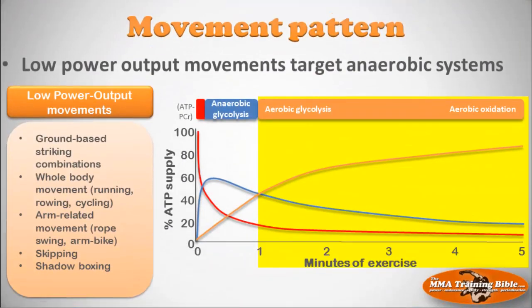And then finally, when you're choosing low power output movements, we're talking about ground-based striking combinations, whole body movements like running or rowing or cycling, arm-related movements like rope swings, arm bikes, skipping, shadowboxing. Those are primarily going to be reserved for targeting the aerobic energy systems.